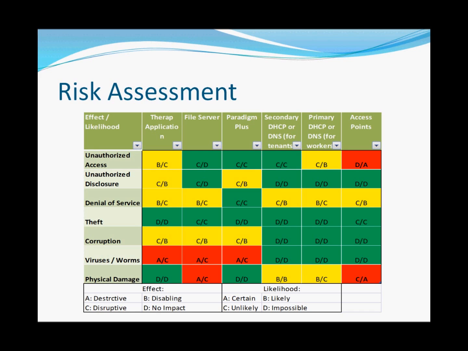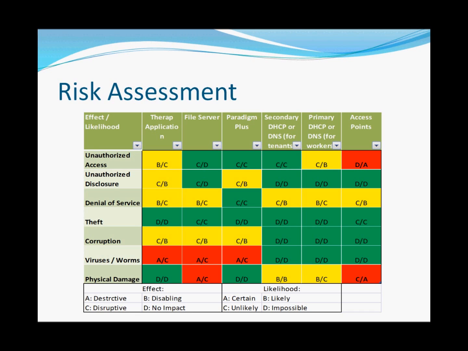Each box is also color coordinated. Anything with an A in it will be colored red. If it has a B as the highest, it will be colored yellow, and anything C or D will be colored green. The areas of most interest. In terms of the new access points, they do run the risk of having unauthorized access to them, as well as physical damage.